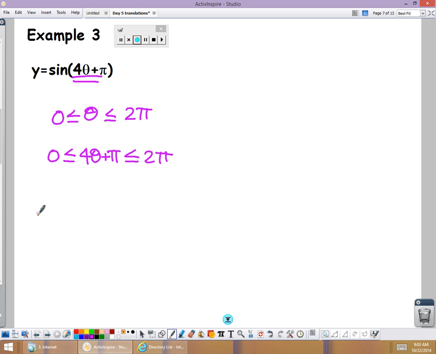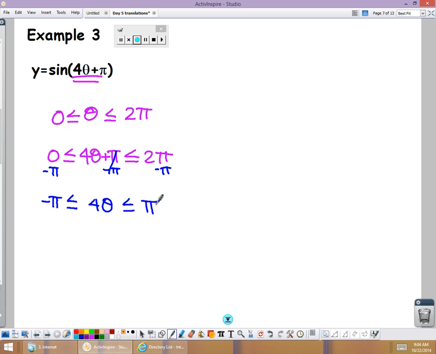Okay, so now we need to solve for theta. We are going to do things to get theta all by itself. First step, we want to subtract pi, and we want to subtract it from each place. So if we subtract pi here, we have negative pi. 4 theta, that cancels out. And 2 pi minus pi would just be positive 1 pi.